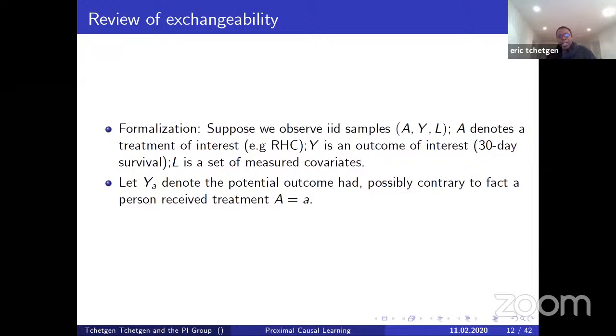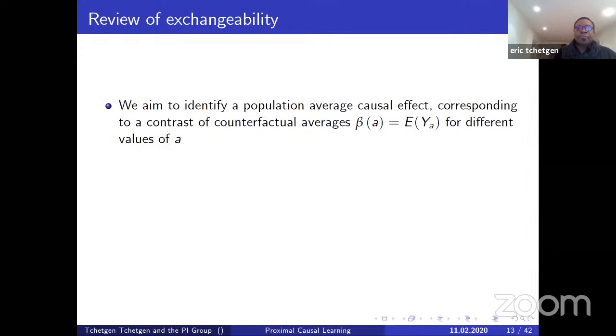We'll use the potential outcome framework. So Y^a denotes the potential outcome had, possibly contrary to fact, a person received treatment little a. We aim to identify a population average causal effect corresponding to a contrast of counterfactual averages, which I'll refer to as beta(a), for different values of a.